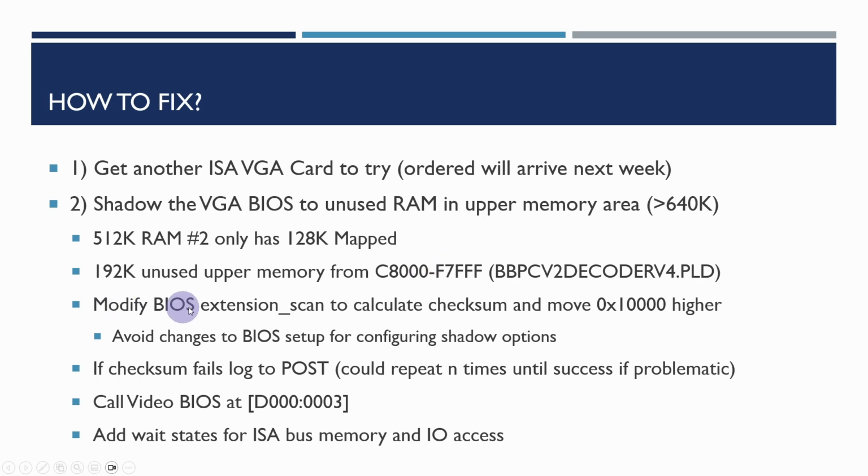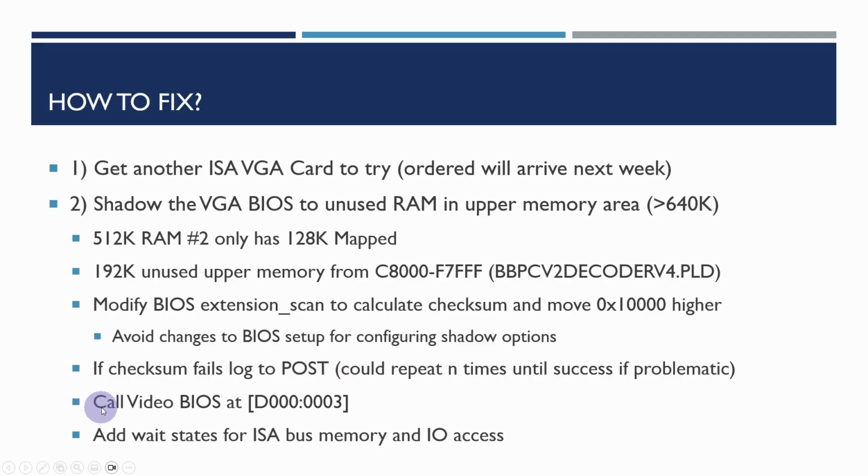And I've modified the standard XI8088 BIOS. The BIOS extension scan has been changed so that when it's calculating the checksum, it will also move the bytes to a segment higher, so it'll actually be in the D8000 range. I haven't made these configurable options in the BIOS setup for Shadow RAM. I've just hard coded this for the moment. The checksum still fails. It will log it to POST as a code 13. I was looking at whether I would repeat it a number of times until success, but it's been reliable enough that I haven't really needed to do that.